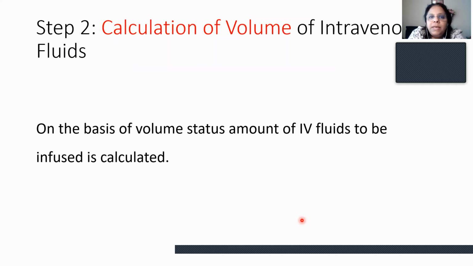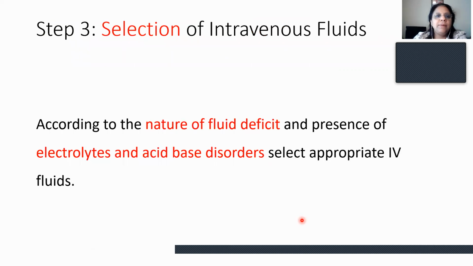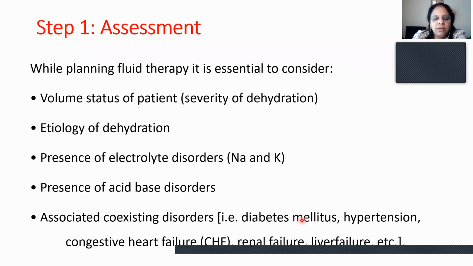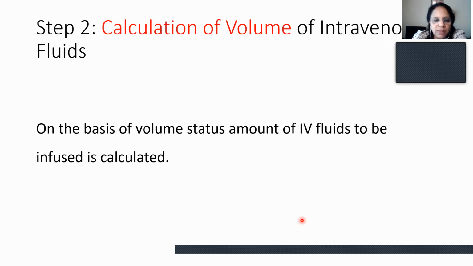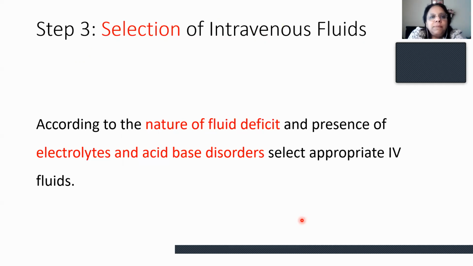Then the next step is you should calculate the volume of intravenous fluids that you need. On the basis of volume status, the amount of IV fluids to be infused is calculated. Obviously, the amount of the dehydration or the loss we have to take into account, right? So we realize the assessment and then the calculation of volume. And then step 3 is selection of the intravenous fluids, right?